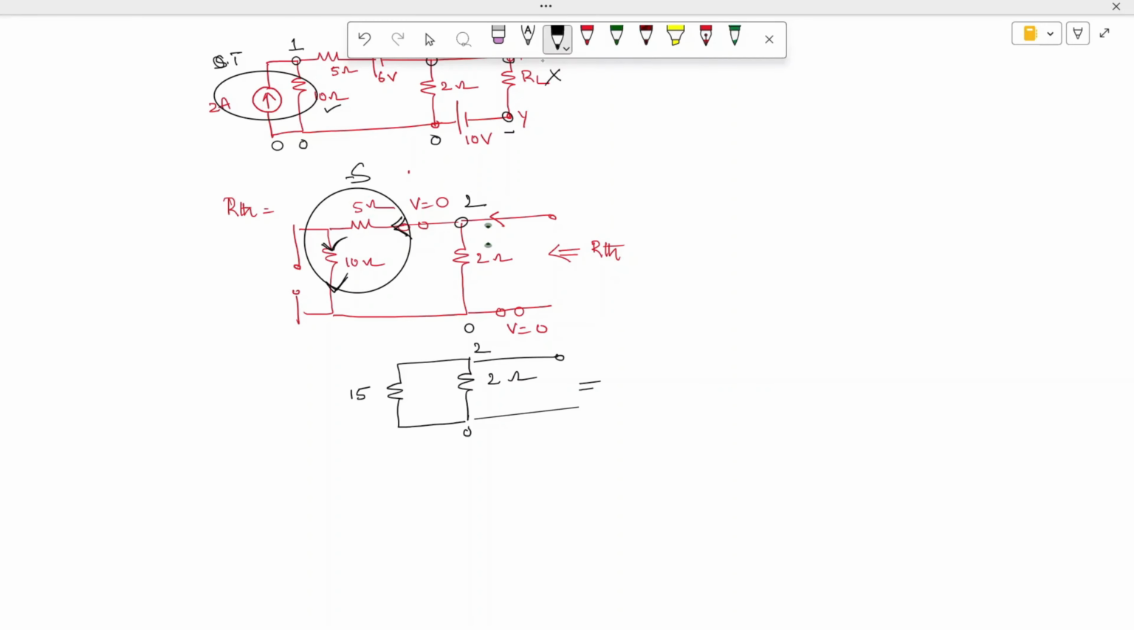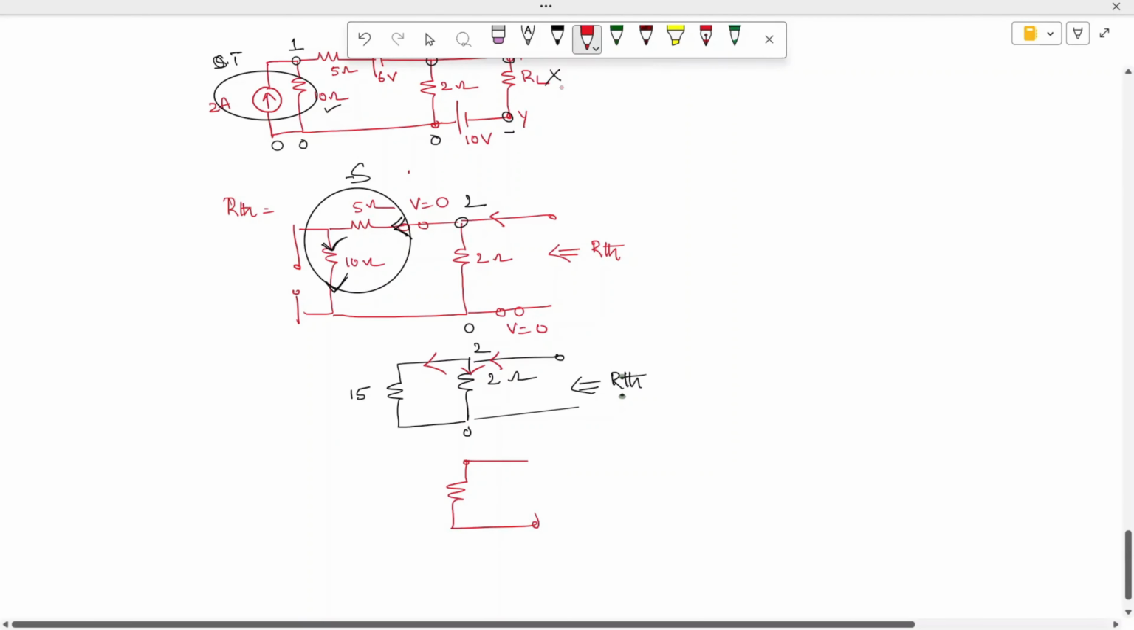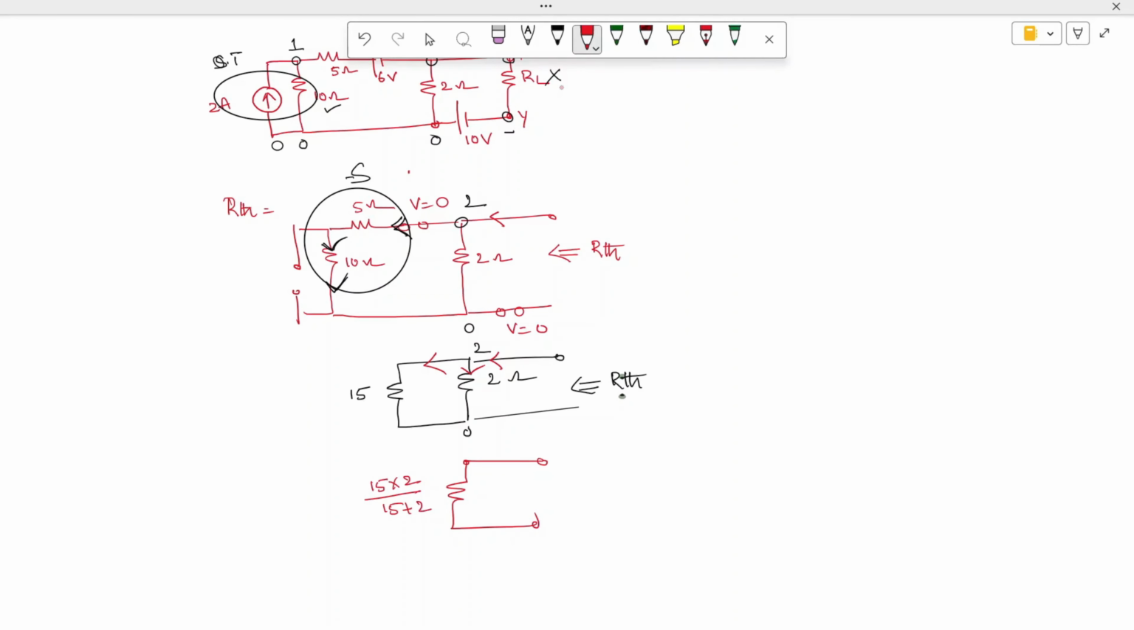And we need to find out the R Thevenin here. And you can see here, once again the current is entering and current is dividing. I can say these two branches are connected in parallel. Okay, whenever they are connected in parallel, the formula is product of resistance divided by sum of resistance, which we are going to get as 1.76 ohms, the value of R Thevenin. Okay, so successfully we have found the value of R Thevenin.